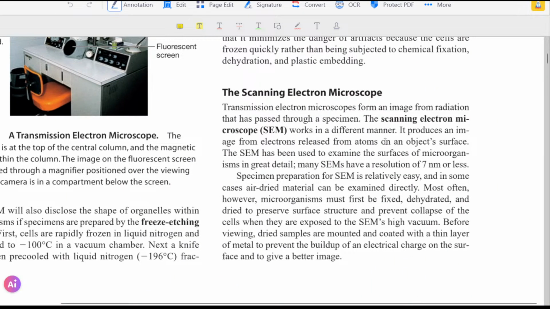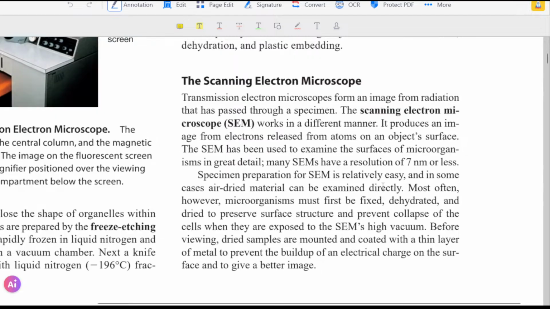Now towards the scanning electron microscope. Transmission electron microscopes form an image from the radiation. As I said, the scanning electron microscope is used for studying the outer structure of the cells rather than the inside structure of the cells as TEM does. So the scanning electron microscope works in a different manner. It produces an image from the electrons released from the atoms on the object surface.